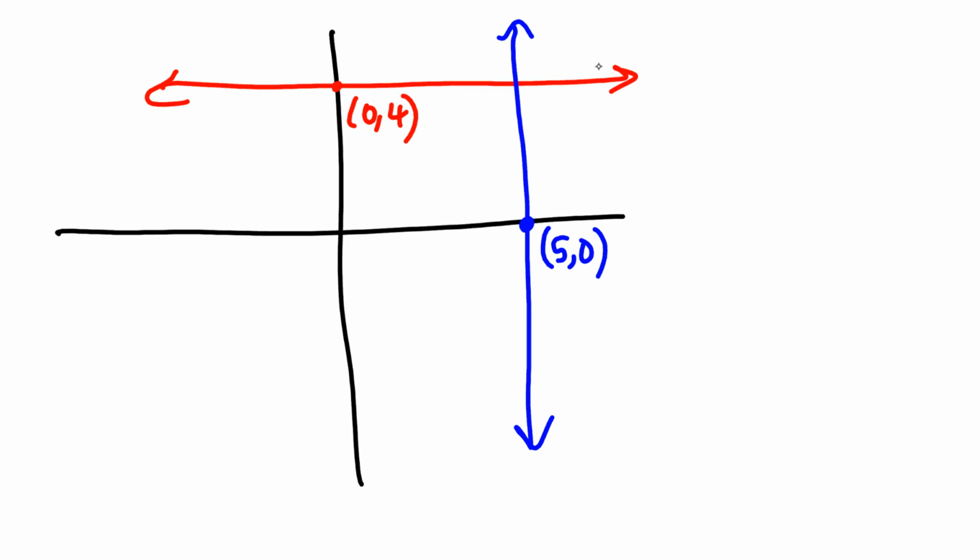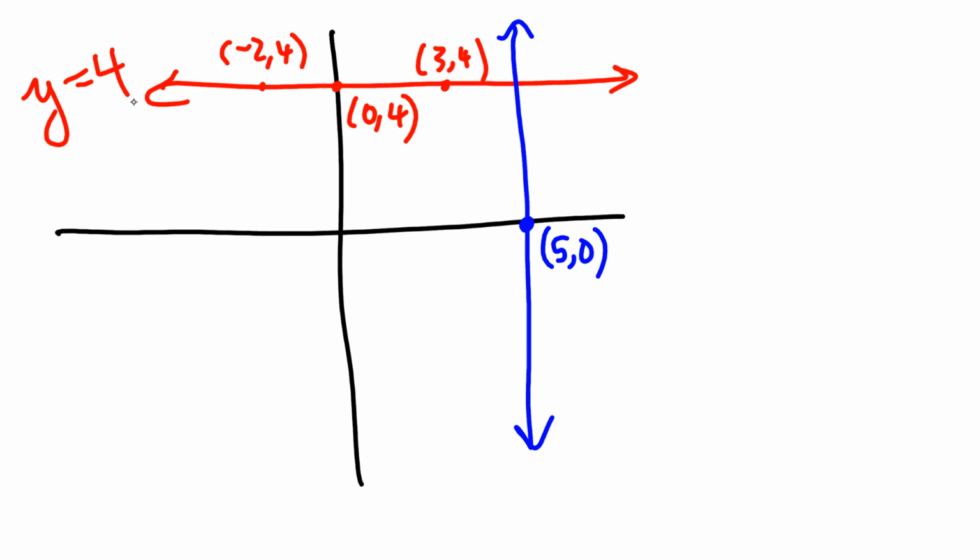All the points on that horizontal line have the same y value. They all have the y value of 4. This is 3, 4. This is negative 2, 4. All of the points here have the same y value, and so we say they all have the same y value. That's 4.